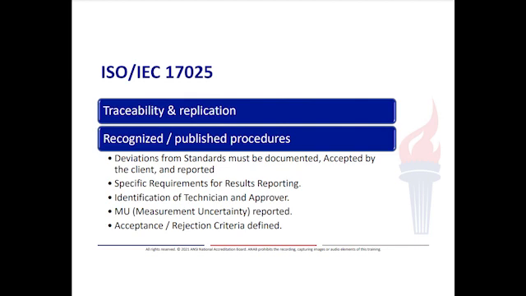There's also the identification of who was the technician that's performing this, who approved the results, who went through them and looked at them and said, yes, this has been performed correctly. Also in those results, the measurement uncertainty is going to be reported. This is how accurate the result may be. And if something is being accepted or being rejected, that criteria is defined. So this is critical on the reporting of those results.